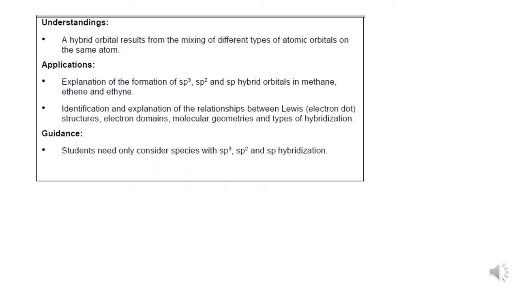So this is a comparatively short one, so we're just talking about hybrid orbitals. I'll explain what that is, and that is sp3, sp2 and sp, focusing on carbon and looking at Lewis structures, electron domains, geometries and the types of hybridizations.